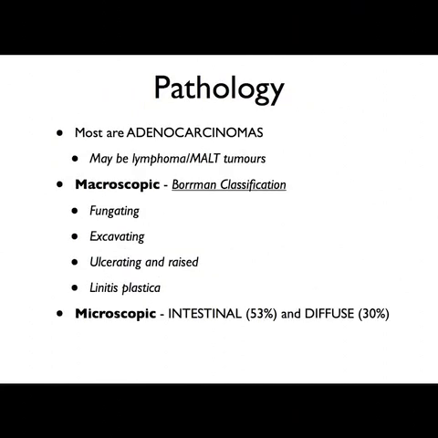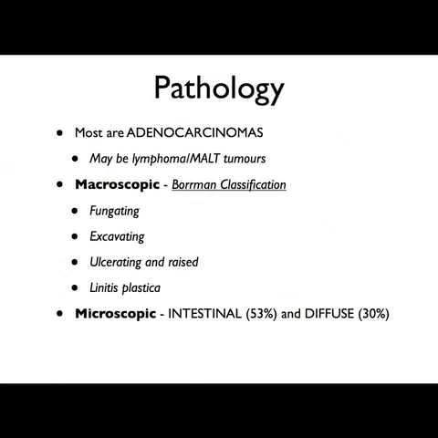Pathology. The majority are adenocarcinomas, but you obviously need to think about other things which may be present, so lymphoma or MALT, mucosal associated lymphoid tissue tumours. And actually, in terms of lymphomas, the stomach is a very, very important extranodal site for lymphoma metastases and formation. There are tons of lymph nodes around the stomach.